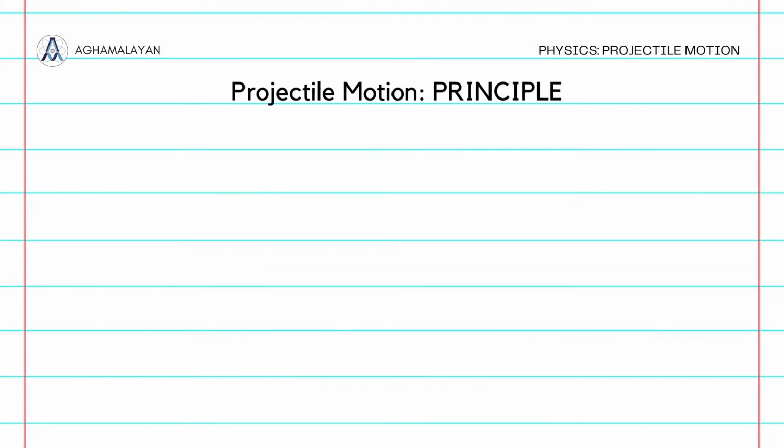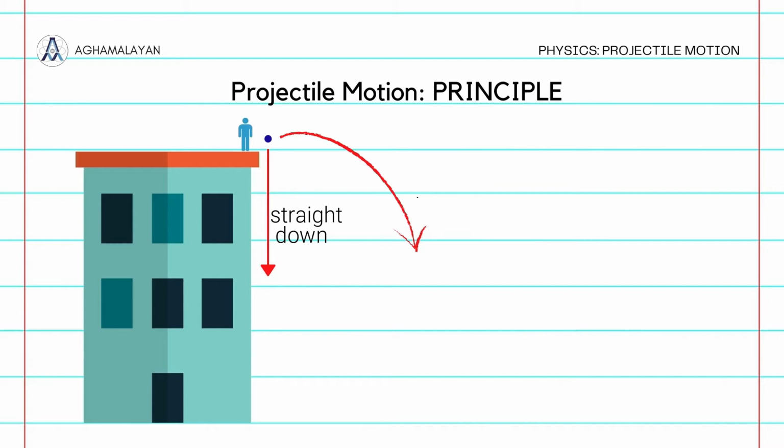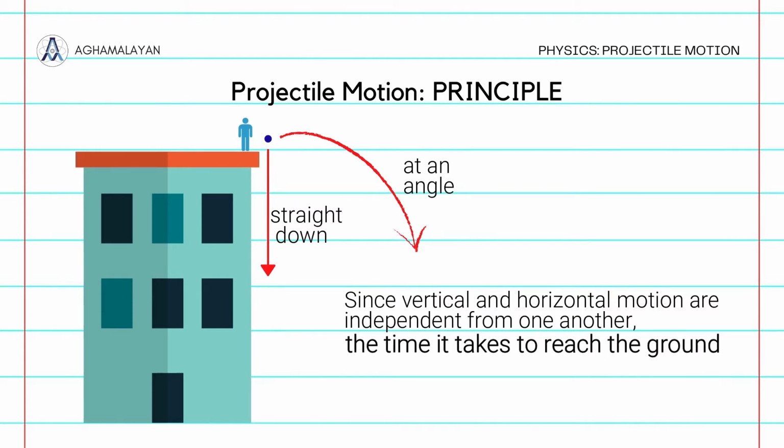Aside from that, projectile motion has another principle. Let's say we are on a building about X meters tall. We drop an object straight down and we drop the same object at an angle, so it makes this shape. Since vertical and horizontal motion are independent from one another, the time it takes to reach the ground from both objects, one at an angle and one straight down, is the same. Since, again, vertical and horizontal motion are independent from one another.